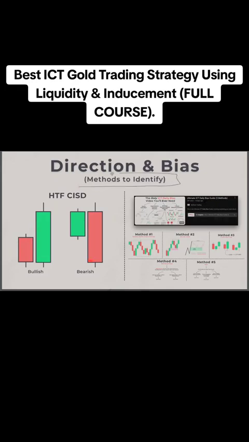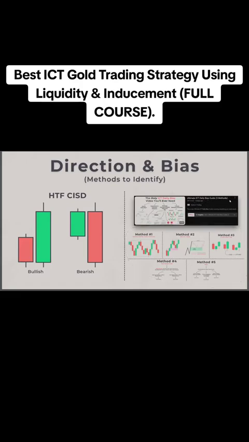There are different methods to identify the bias. The first one is this one, the higher time frame CISD, and that's the one that I'm going to be focusing more because it's the easiest and it works very nicely on gold. We're going to focus on this video, but still I'm going to go over some other examples covering the other methods that I also have and I made about 13 days ago.